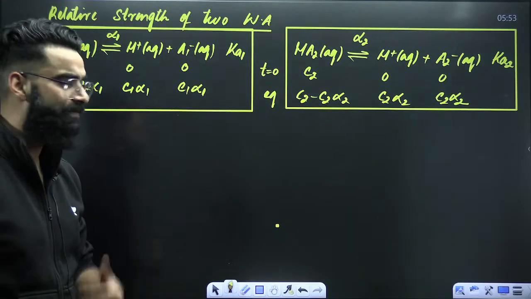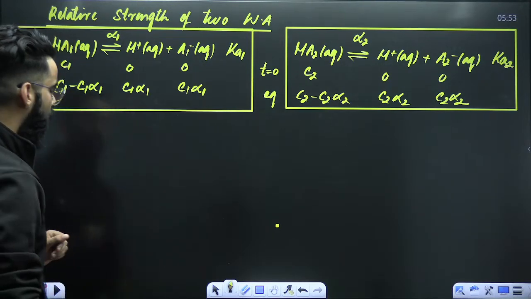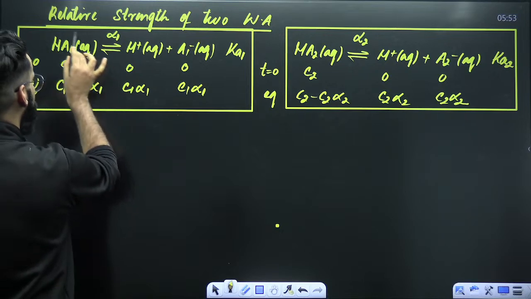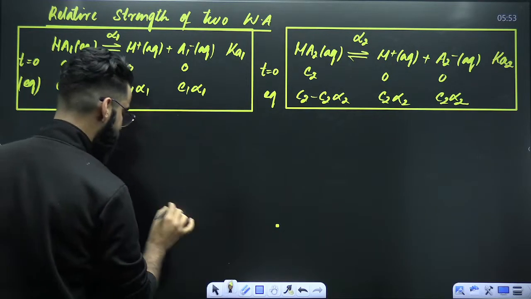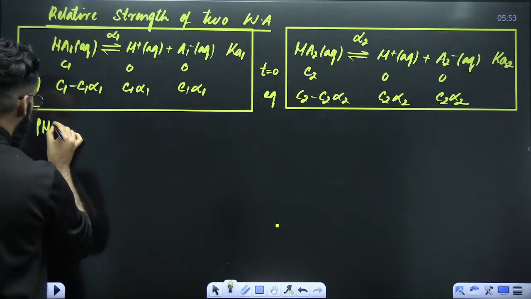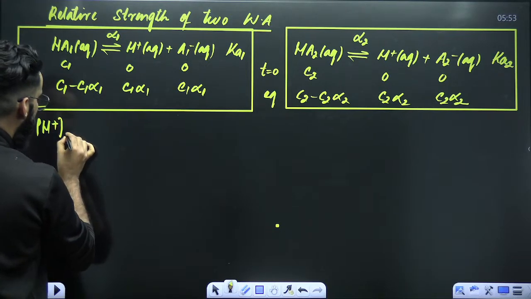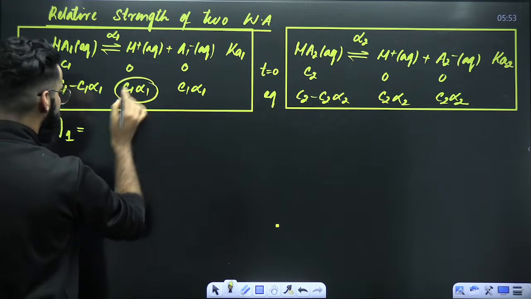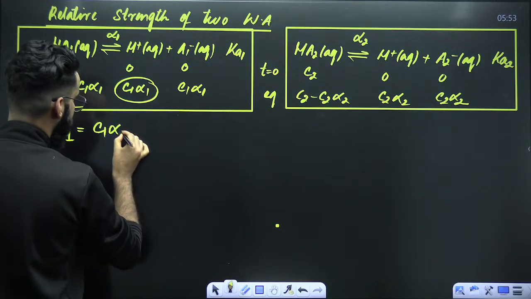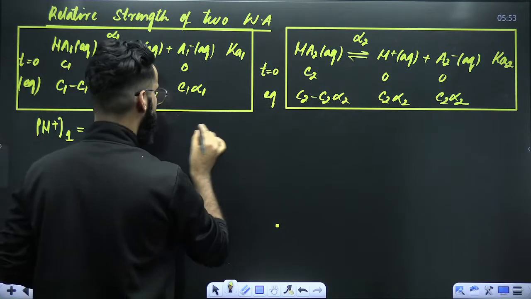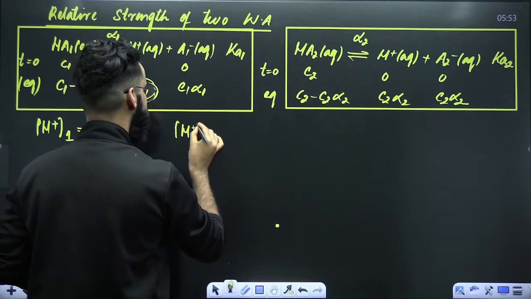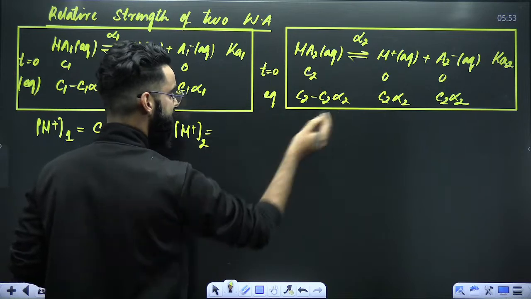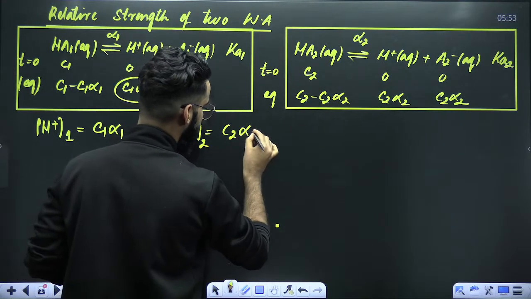Now, my dear students, if I ask you, what is the concentration of H positive which we are getting from this particular weak acid? I would say the concentration of H positive from weak acid number 1, that is coming out to be C1 alpha 1. Similarly, what is the concentration of H positive in the second container? Concentration of H positive which you are getting from this particular acid in the second container, that is C2 alpha 2.